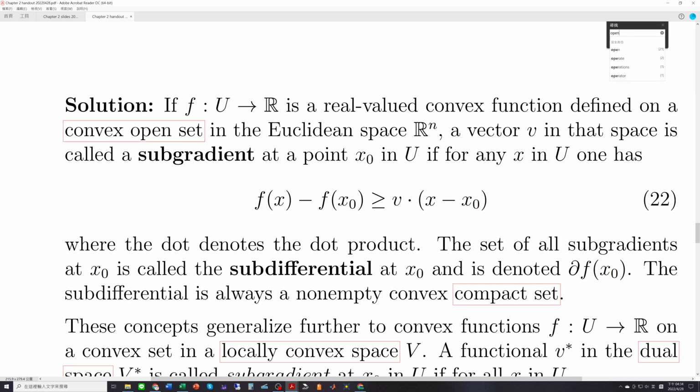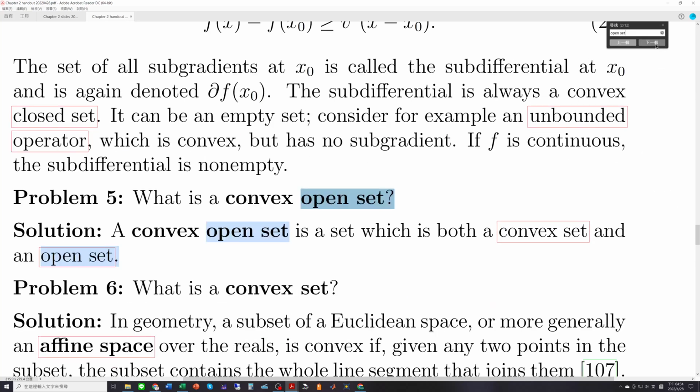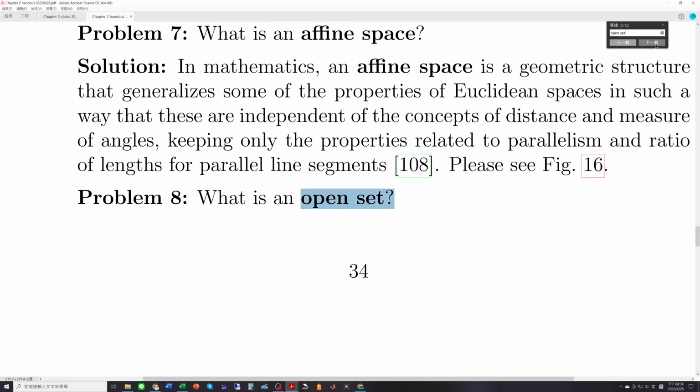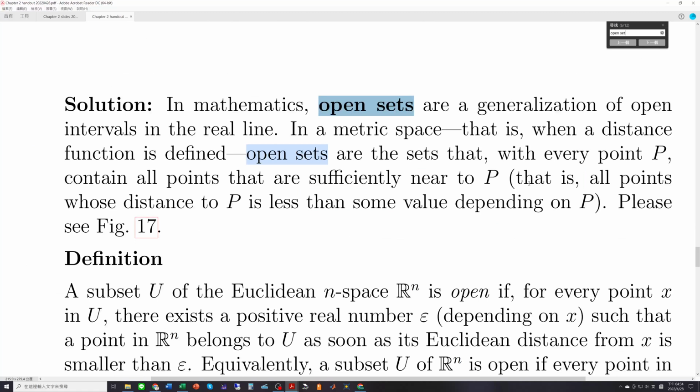Okay, open set. Okay, what is an open set?